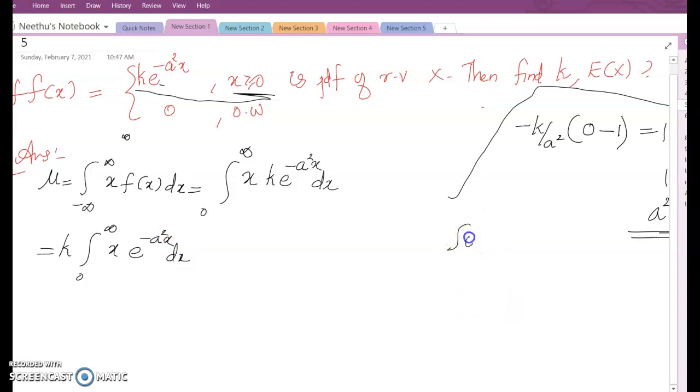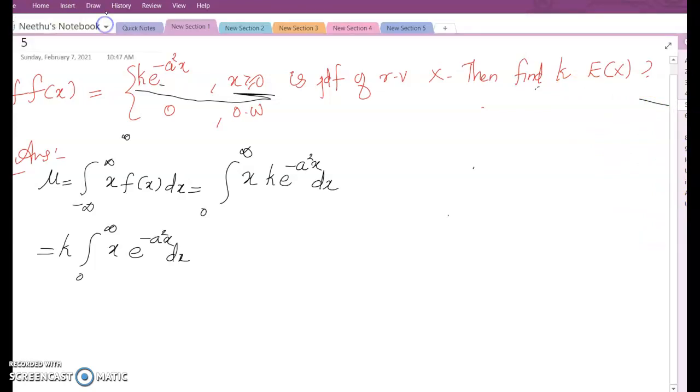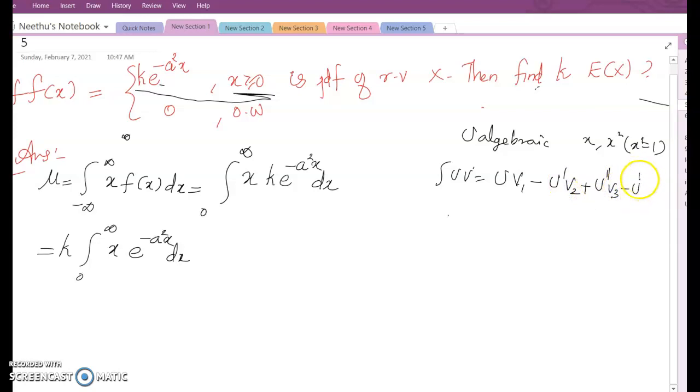You have been told about the integral of uv. If u is an algebraic function, we can write the integral of uv as u v1 minus u' v2 plus u'' v3 minus u''' v4 and so on, alternating plus and minus. Algebraic functions are functions like x², x² minus 1. Here u' is the derivative of u, u'' is the derivative of u', and v1 is the integral of v, v2 is the integral of v1, and so on. Here x is an algebraic function.